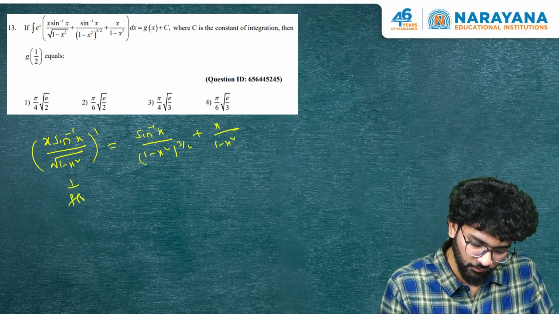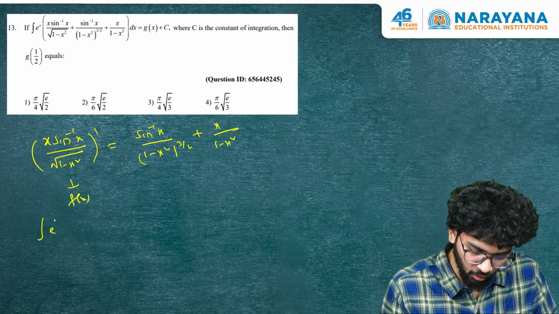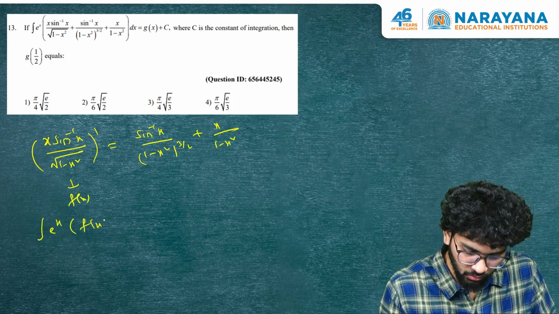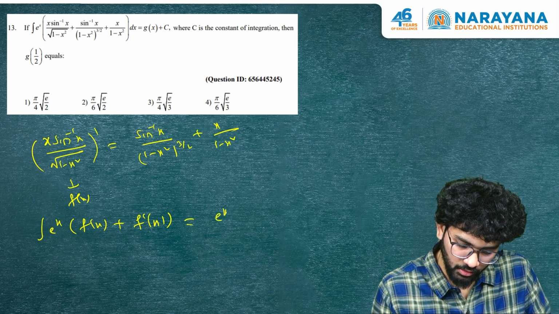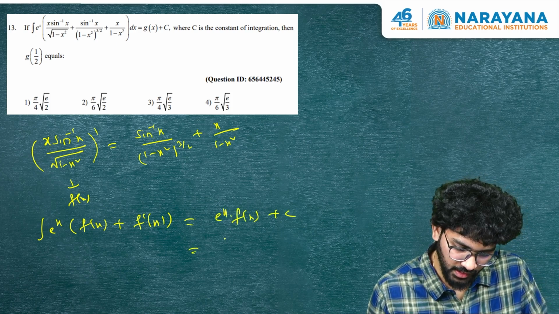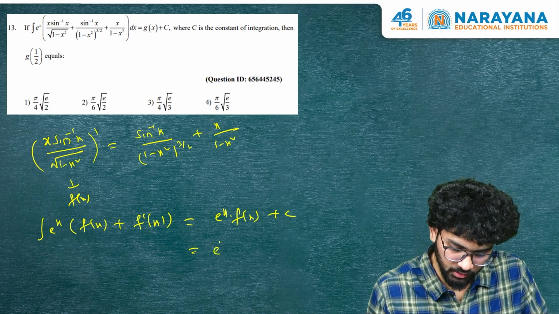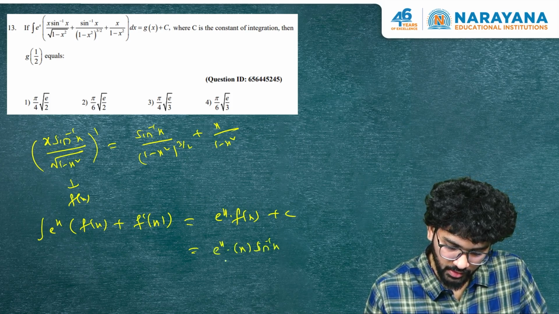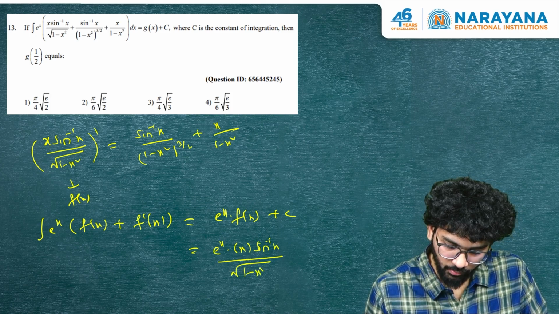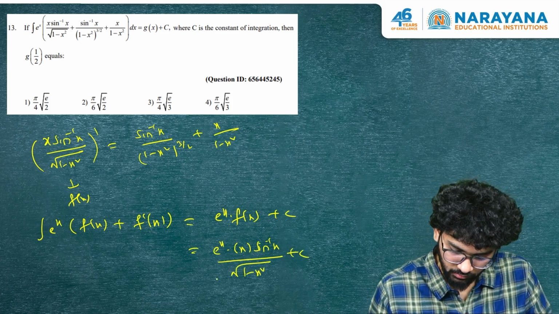Which means if I take this as f of x, the given problem is in the form of e^x into [f of x plus f dash of x], which will be e^x into f of x plus c. So where f of x is sin inverse x by square root of 1 minus x square, we get x into sin inverse x by square root of 1 minus x square plus c. This will become g of x.